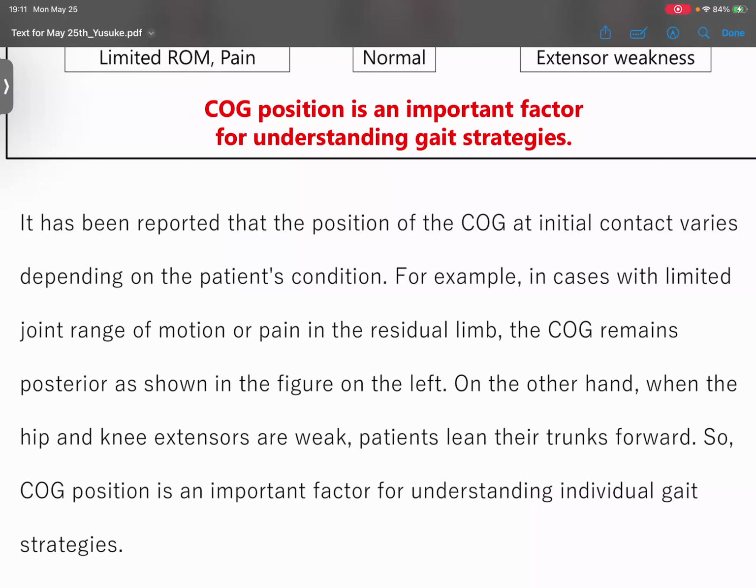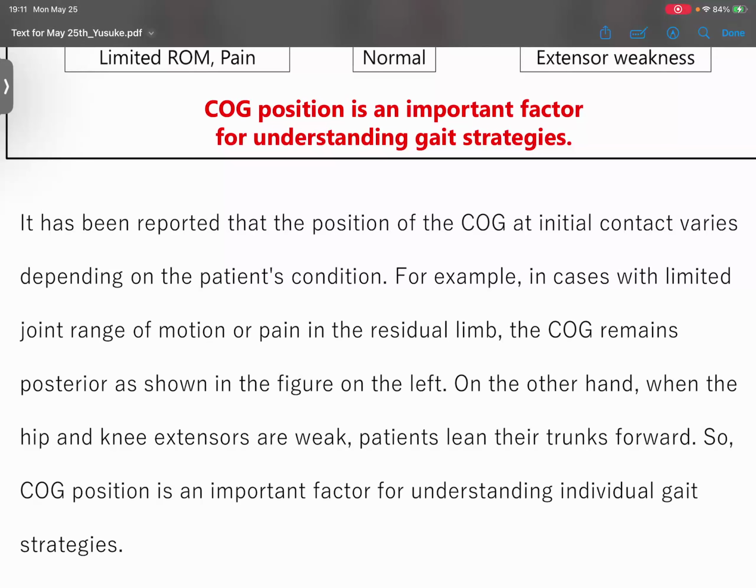For example, in cases with limited joint range of motion or pain in the residual limb, the COG remains posterior as shown in the figure on the left.